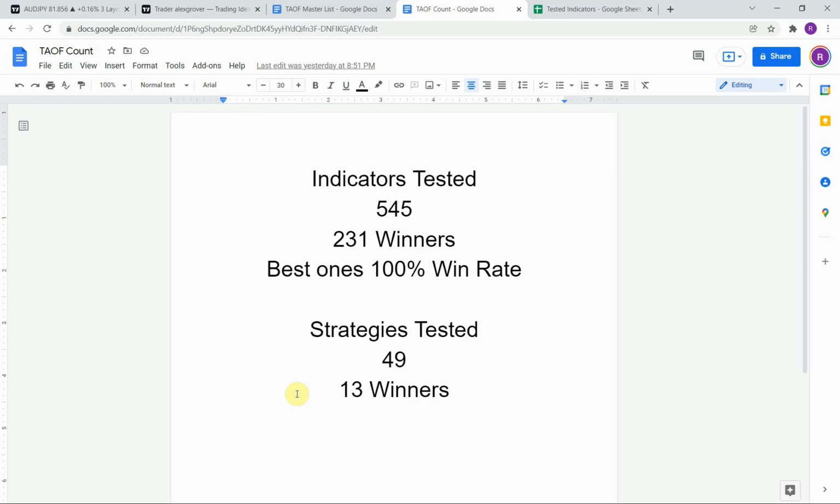We have also tested a total of 545 indicators, with 231 of them being winners. The best ones so far were able to achieve a 100% win rate. Now you need to go back and watch those videos to understand the context of how they were able to achieve that. So go back and watch those videos and see what you can get out of those winning indicators. Keep in mind that we test all these strategies and indicators on the Forex market, but they can be applied to just about any market universally.